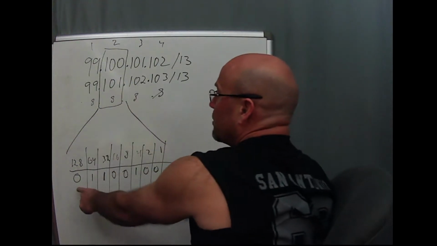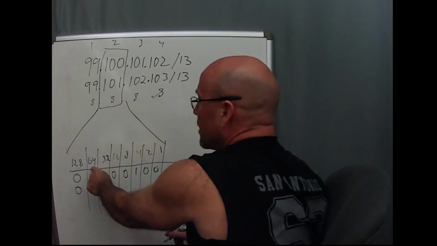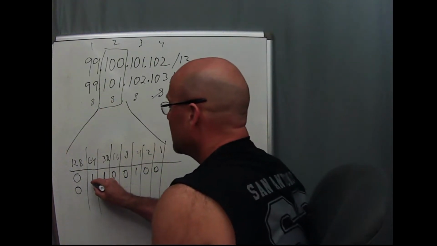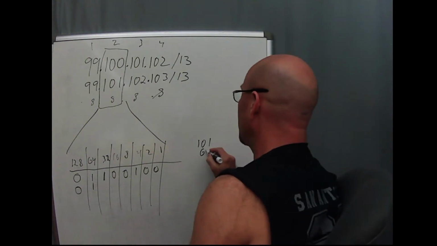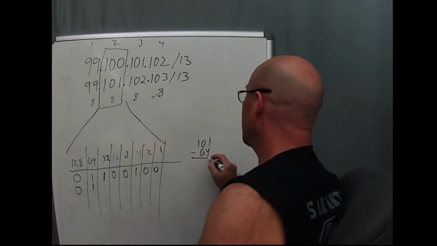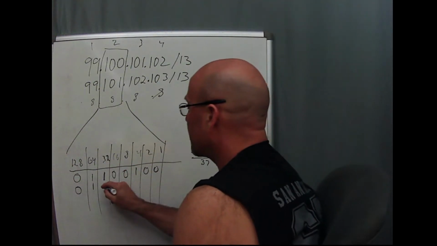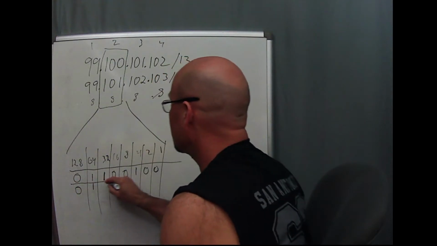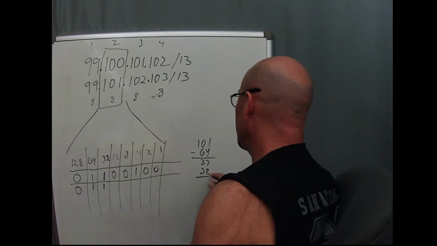Is 101 greater than or equal to 128? No. Put a 0. Is 101 greater than or equal to 64? Yes. Put a 1. Start by putting your 101 here. Bring that 64 over. Subtract. It's 37. Is 37 greater than or equal to 32? The answer is yes. Put a 1. Bring the 32 over. Subtract.